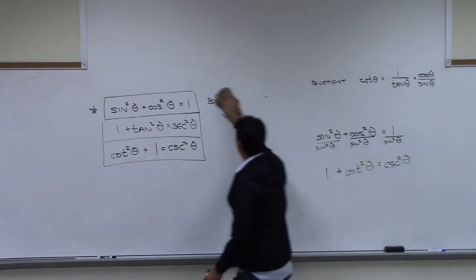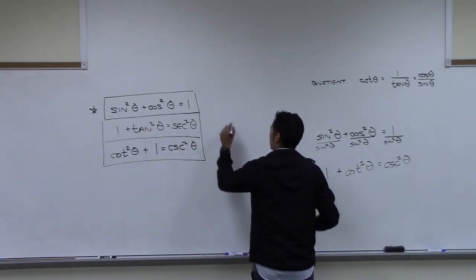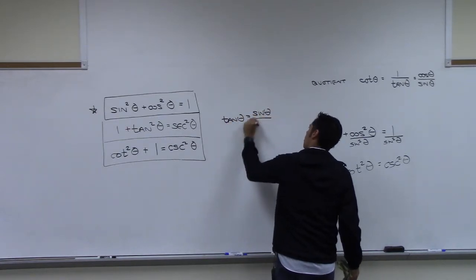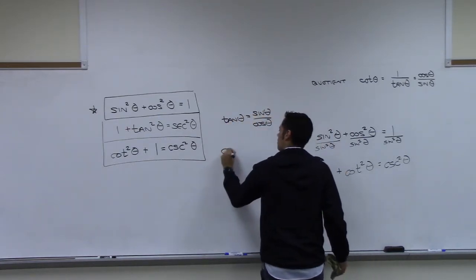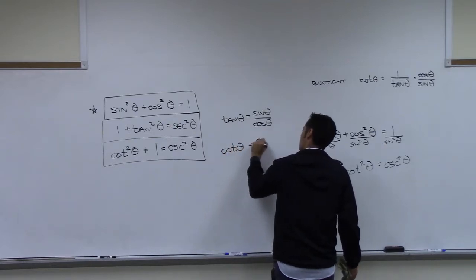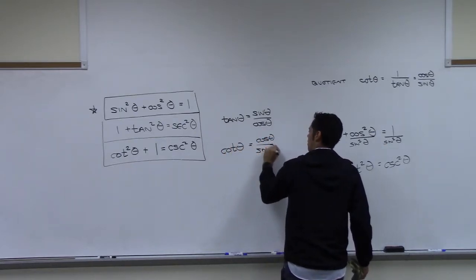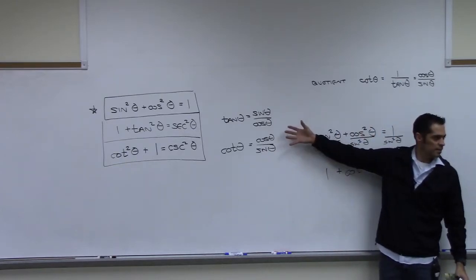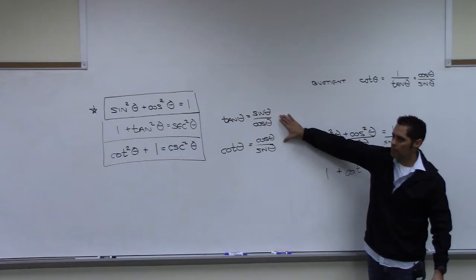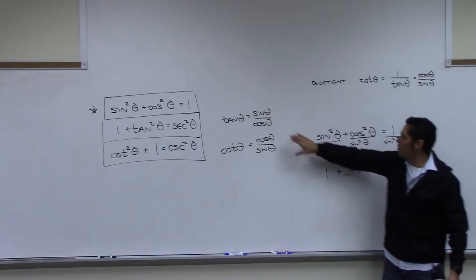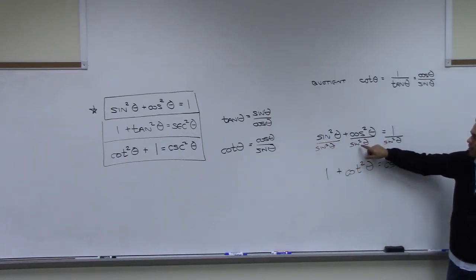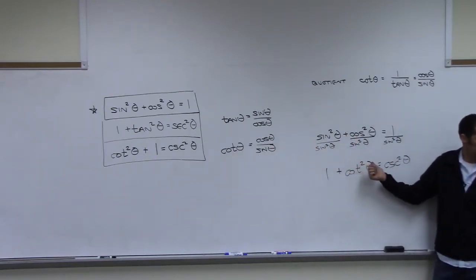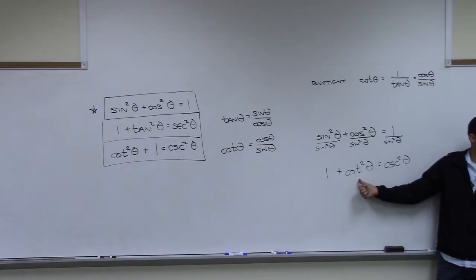Maybe I'll be very clear on this. Tangent theta is sine theta over cosine theta. Cotangent theta is cosine theta over sine theta. Okay. There. See this? Those you have to know. So when I'm here at cosine over sine, that's cotangent, and then it's squared. Does that help? That's where this comes from.